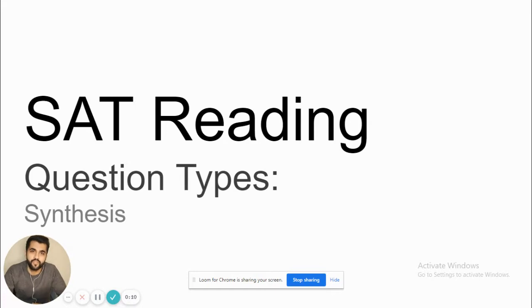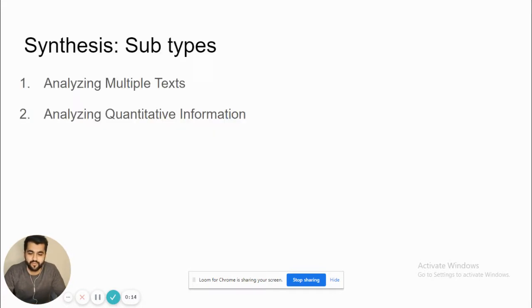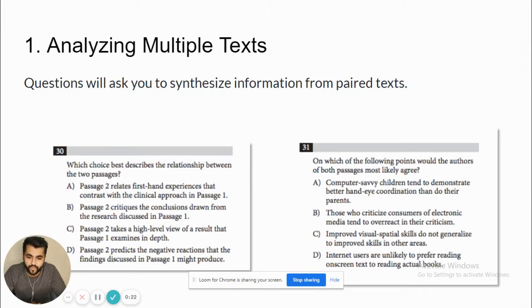Hi. So in this video, we will cover the last question type, that is synthesis. Let's see. So there are two subtypes: analyzing multiple texts and analyzing quantitative information. So in analyzing multiple texts, the questions will ask us to synthesize information from paired passages.